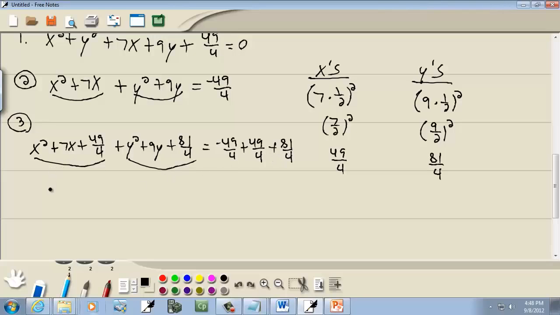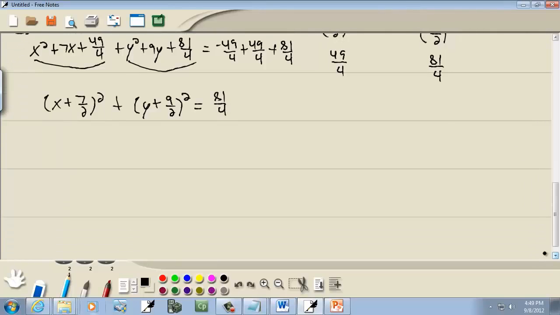Okay, we want to factor the x's now, so that becomes (x + 7/2) squared. And we want to factor the y's, that becomes (y + 9/2) squared. Over on the right side, the -49 over 4 plus 49 over 4 cancels, and we're left with 81 over 4. And this is in standard form now.